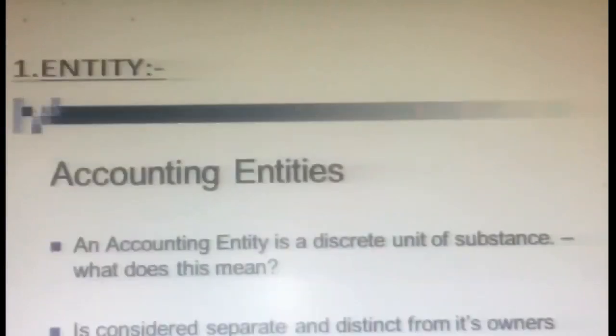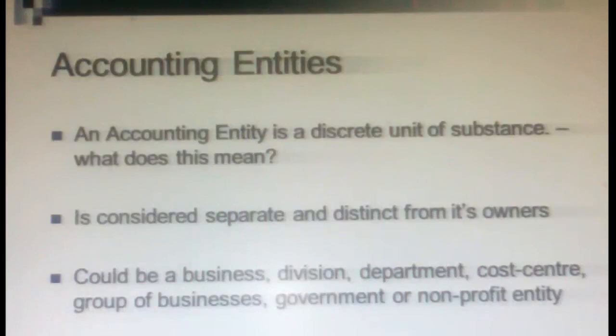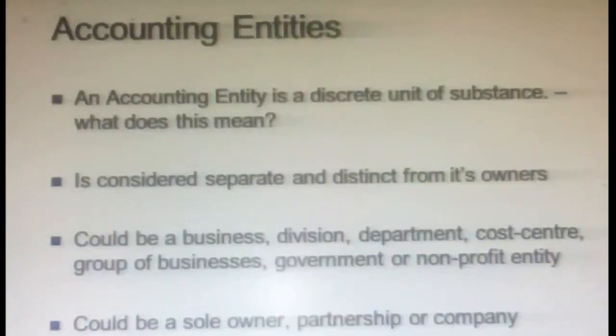That is the first one. So what is the meaning of accounting entity? Here, the accounting entity is a discrete unit of substance. What does this mean? It is considered separate and distinct from its owners. For example, any person doing business: the business is different, the owner is different. That's why it is called a business entity. It could be a business, a division, department, cost center, group of businesses, or a government or non-profit entity. It could be a sole owner, where only one person does business, or a partnership or company. What is the meaning of partnership and company? Later on you will know everything.